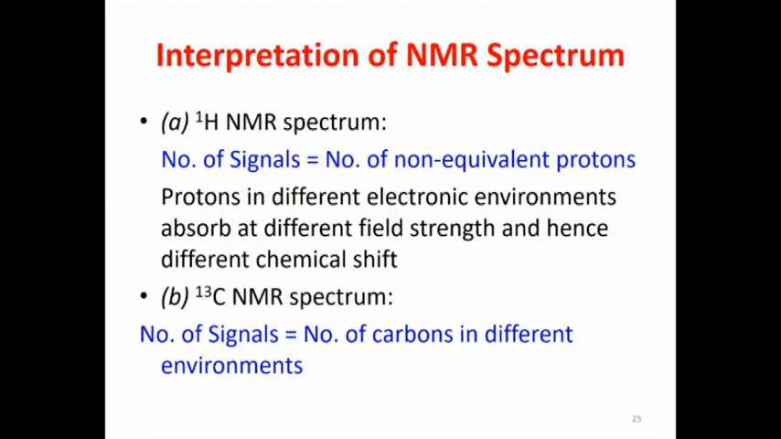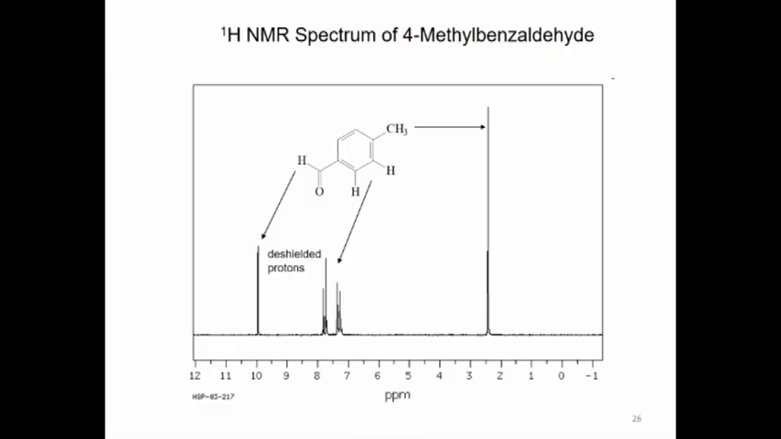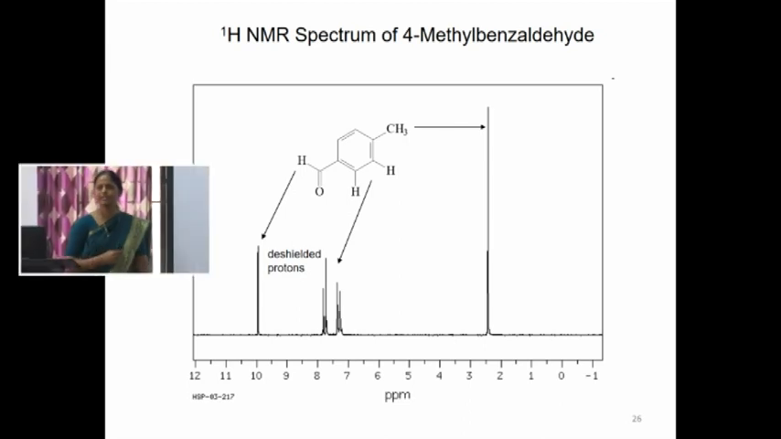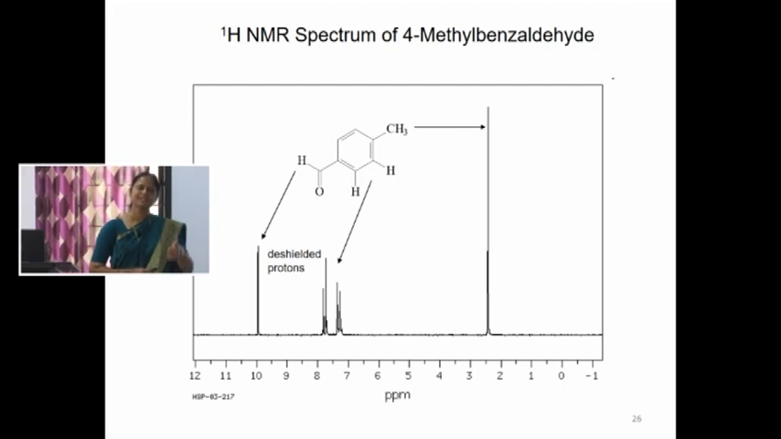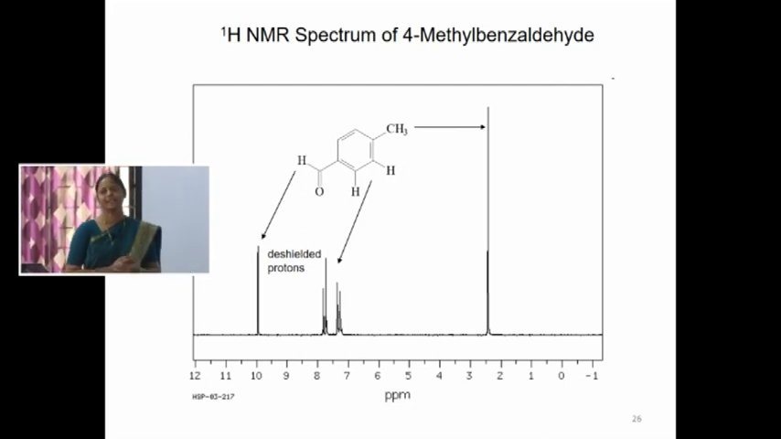The first step for the interpretation of any NMR, be it H1 or C13, is to calculate the number of signals. The number of signals is equal to the number of different kinds of hydrogen. Similarly for 13C NMR, the number of signals is equal to the number of different types of carbon present in a molecule. This is the example of 4-methyl benzaldehyde: 1, 2, 3, 4. So 4 kinds of hydrogen are there. So the first step, you ask the student to find the chemically equivalent or non-equivalent protons.